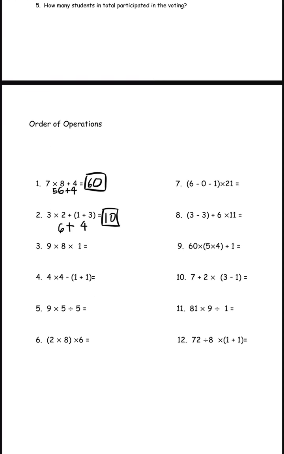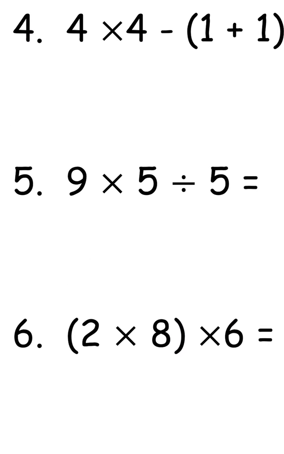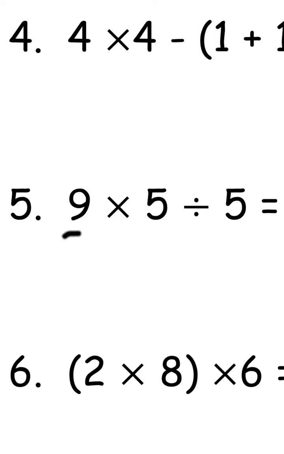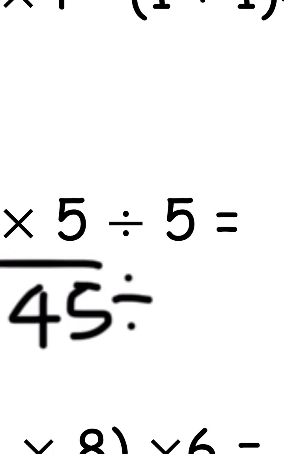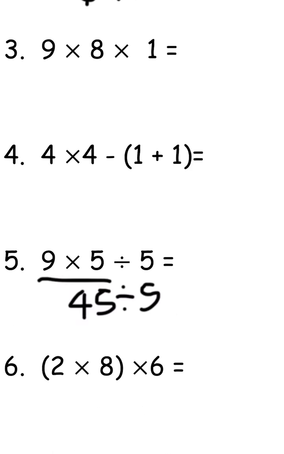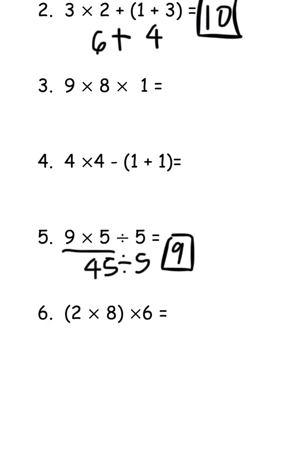Let's look at number 5. For number 5, so 9 times 5 is 45 divided by 5, which is 9. So 9 is the answer for number 5.